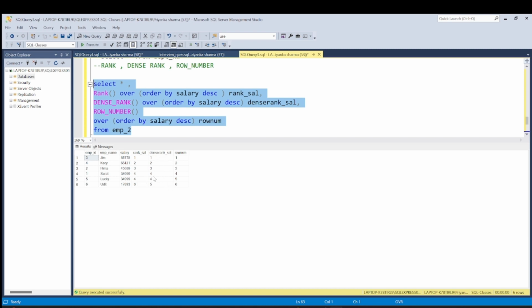And in dense rank, the rank is not skipped. You get 1, 2, 3, 4, 4, 5. So dense rank will not skip the rank, but rank will skip the rank. But the duplicates will not be skipped. They will be given the same rank. Okay, so don't get confused. Duplicates will be the same, but rank will be skipped: 4, 4, then 6.